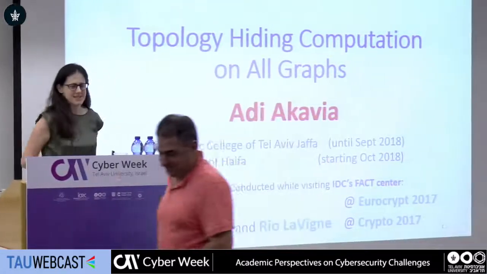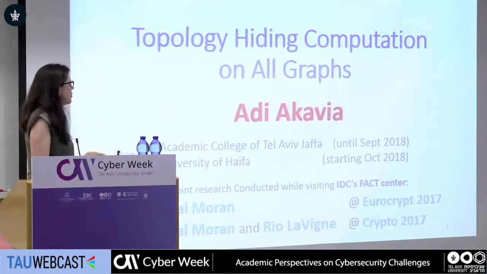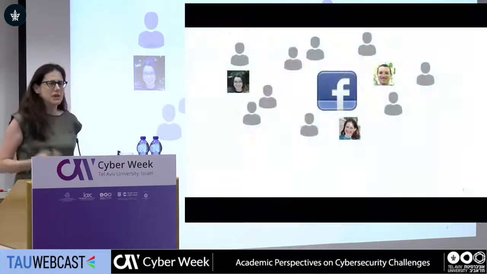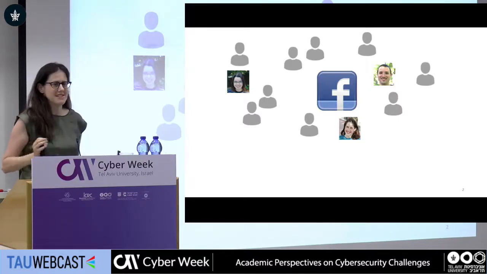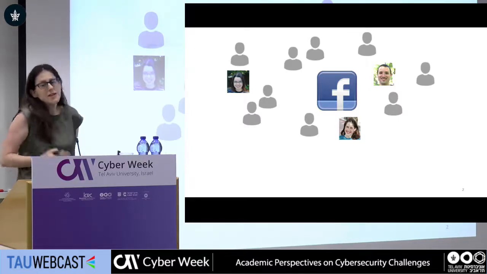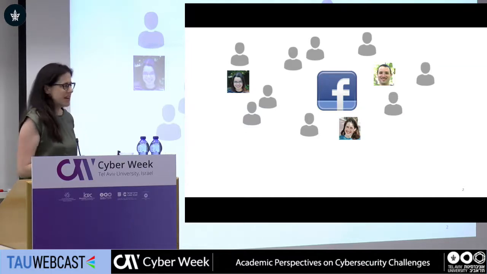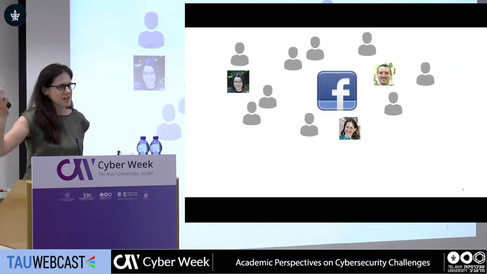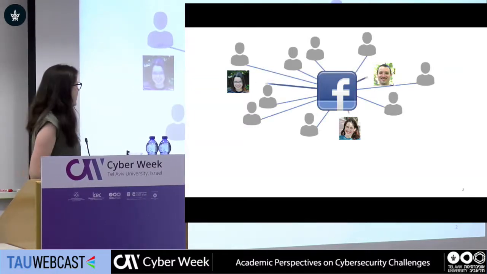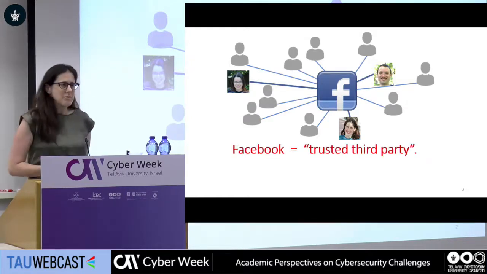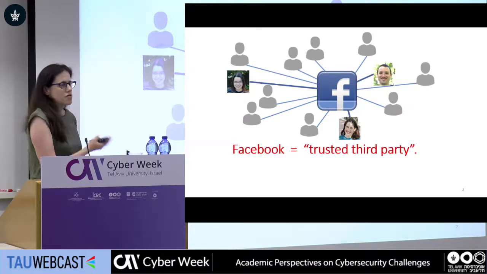So I'm going to talk about topology hiding computation for all graphs. To begin with, let's start with the example of Facebook. We heard a lot about Facebook, mostly bad stuff today, but let's start with the good stuff. Facebook is really great. It lets us communicate with a large community, upload messages, advertise apartments, send messages to many people, which is wonderful. But the problem is that to use that, we need to trust Facebook.